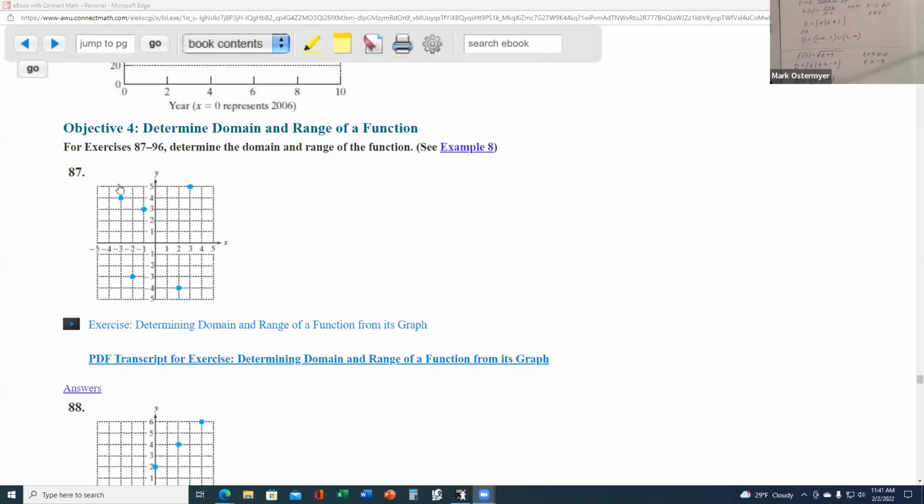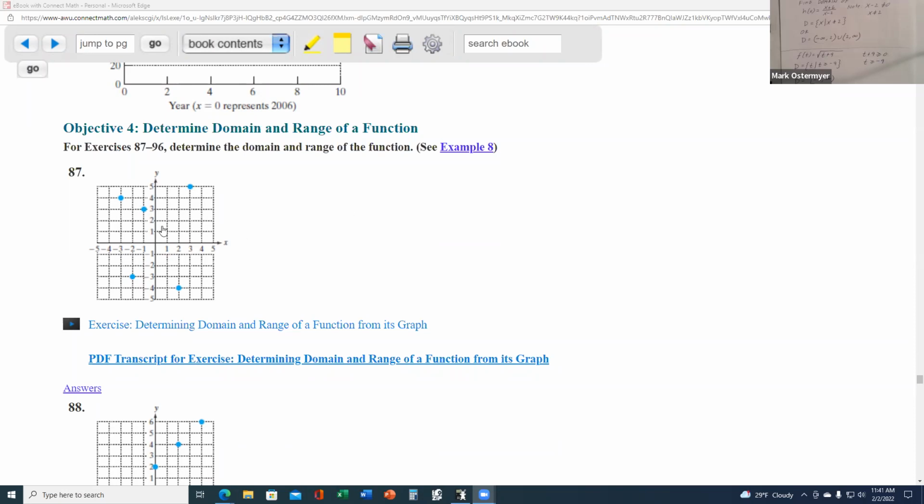Notice you cannot put a vertical line anywhere in the plane and have it go through any more than one of these blue points. Therefore, this relation is a function, the domain of which would consist of only the x coordinates. This point has an x coordinate of -3. This point has an x coordinate of -2. This point has an x coordinate of -1. This point has an x coordinate of 2. This point has an x coordinate of 3. So my domain would be the set of numbers consisting of -3, -2, -1, 2, and 3. Everybody clear on that? That would be the domain of that function.